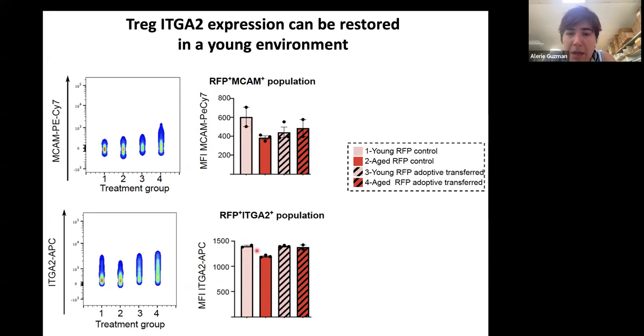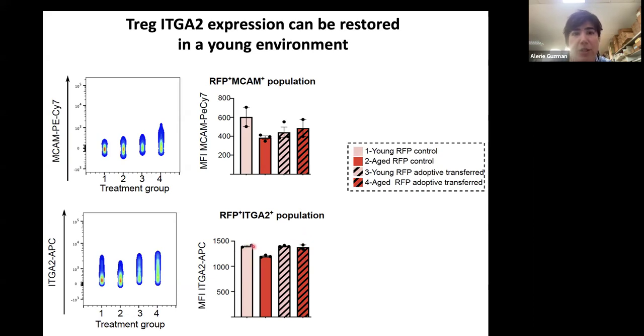these two molecules. However, when these young or aged Tregs are injected back in a young environment, we didn't see an enhancement for MCAM in this case, but we did see that the levels of integrin alpha-2 are restored back to young levels, suggesting that indeed one of the things that happens when we put aged Tregs in a young environment that rejuvenates them and contributes to myelin repair is that they get their integrin alpha-2 levels back to what they had in the young Tregs.